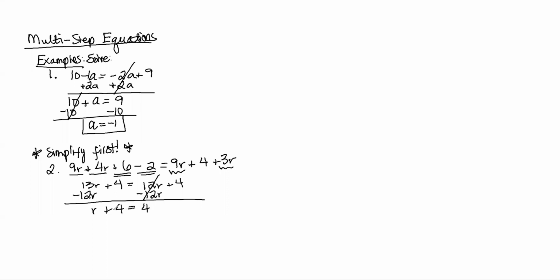And then we'll get rid of this plus 4, so the r is by itself. So it's plus 4, so I'll do the opposite and subtract 4. They cancel on the left. They cancel on the right as well, but I can't just leave a blank space, so 4 minus 4 is 0.